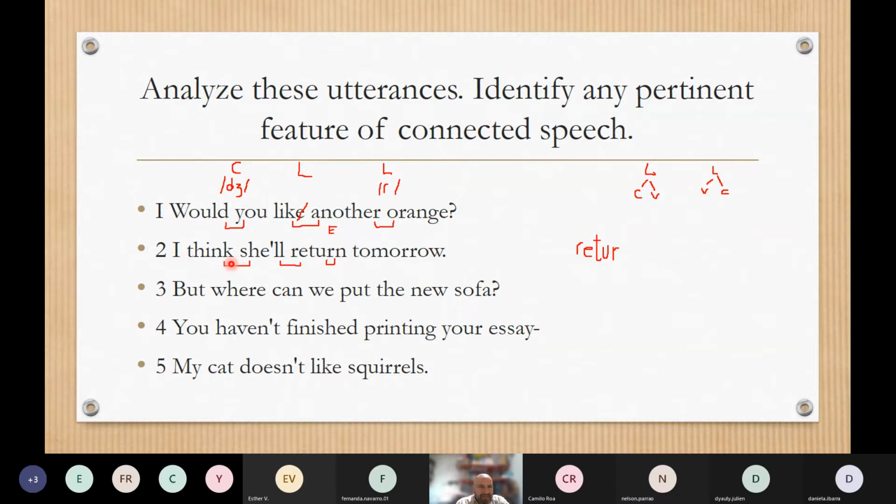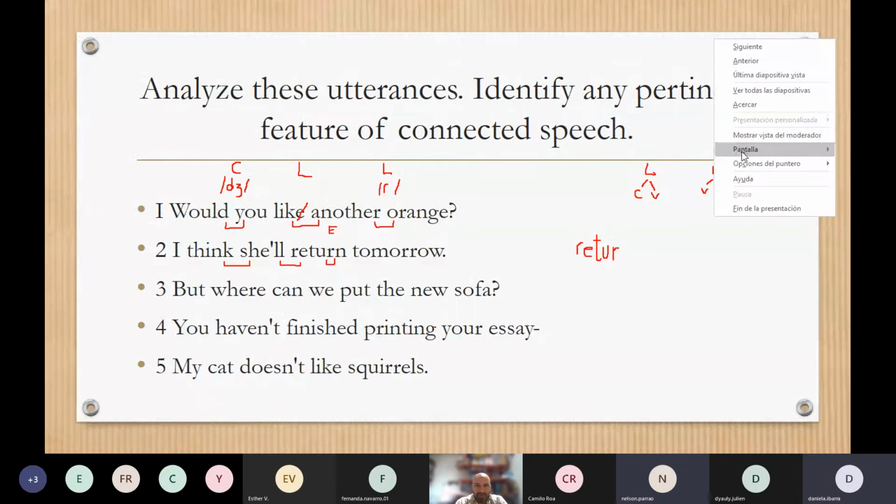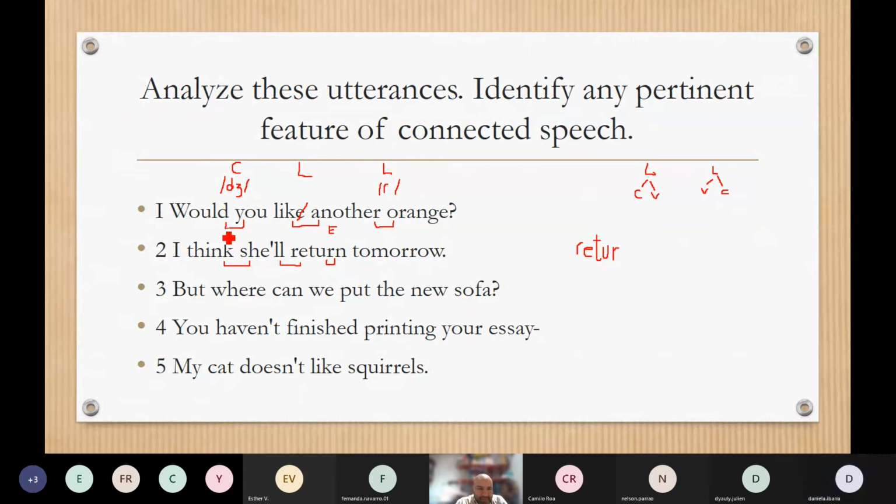Do you pronounce "I think"? I think she'll return tomorrow. Teacher? Yes, sir. Maybe it's an elision of the sound k. Okay, let's consider that. Maybe it's an elision of the sound k. What do you think? I think she'll return tomorrow. In that part, maybe it could be like in the speed of the speaker, teacher. If he or she does not pronounce the k sound at the end, it can depend.